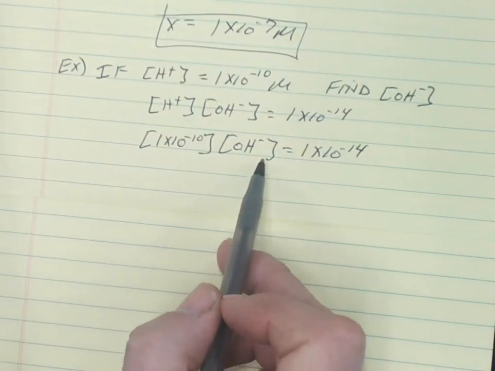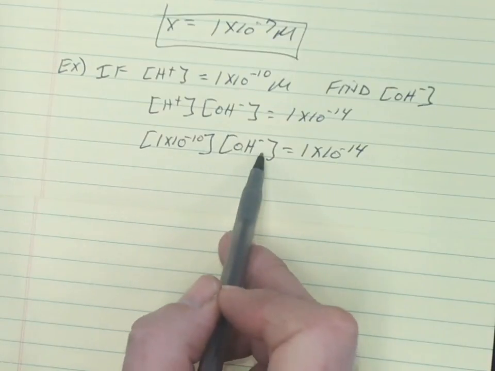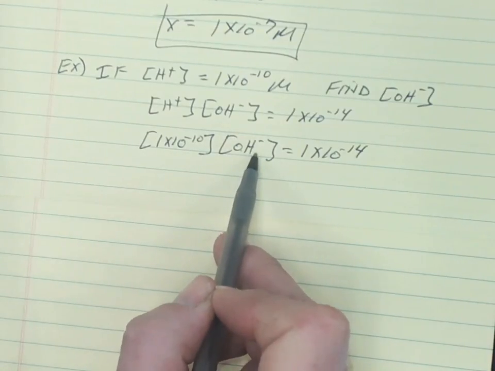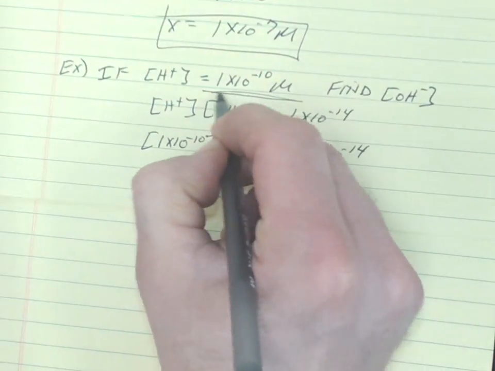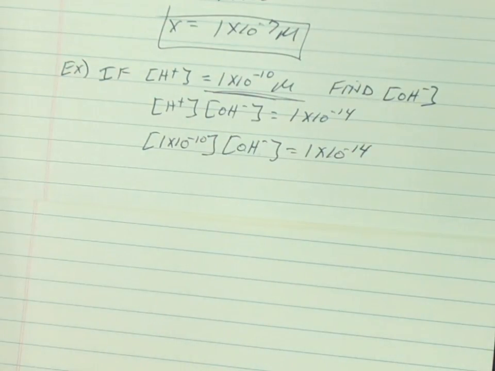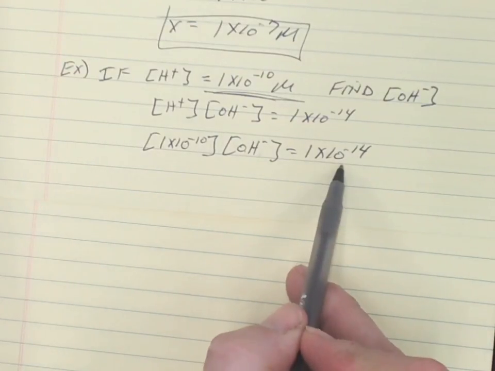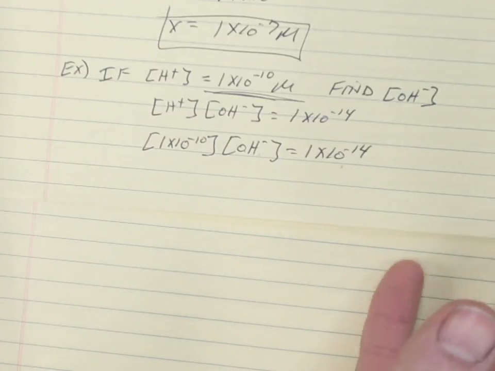Hold on, I haven't done it yet. We haven't solved for this. This is our variable. Student: But where'd you get the number for H plus? Right here. Oh, okay. Does that answer your question? Student: No, I don't know how you got 1 times 10 to the negative 14.